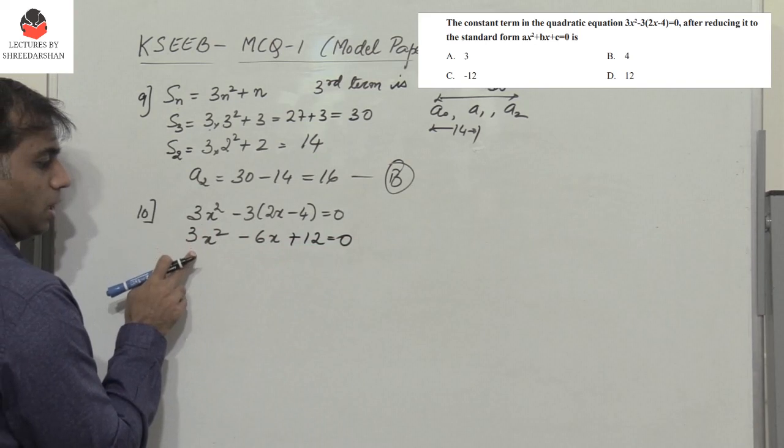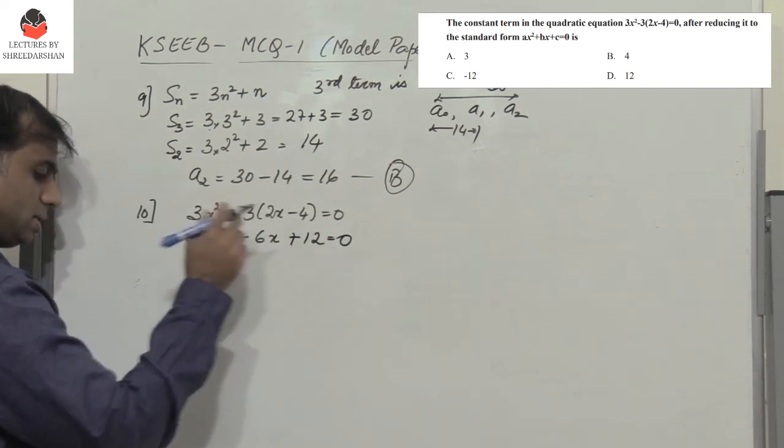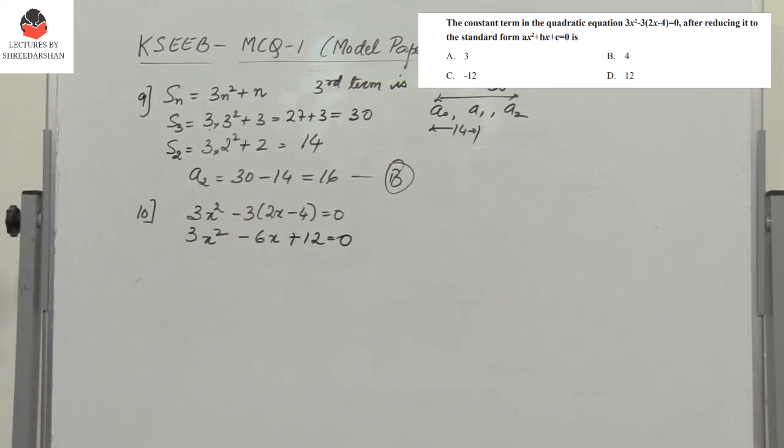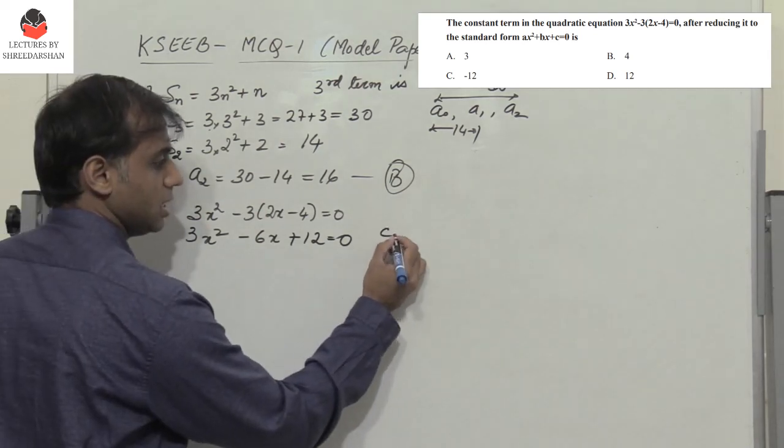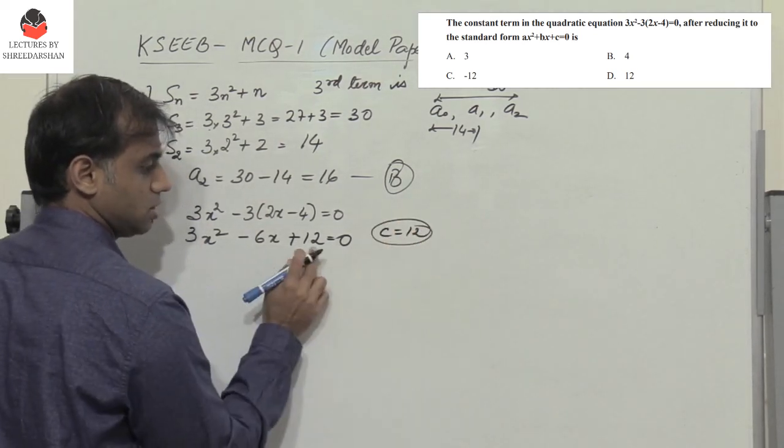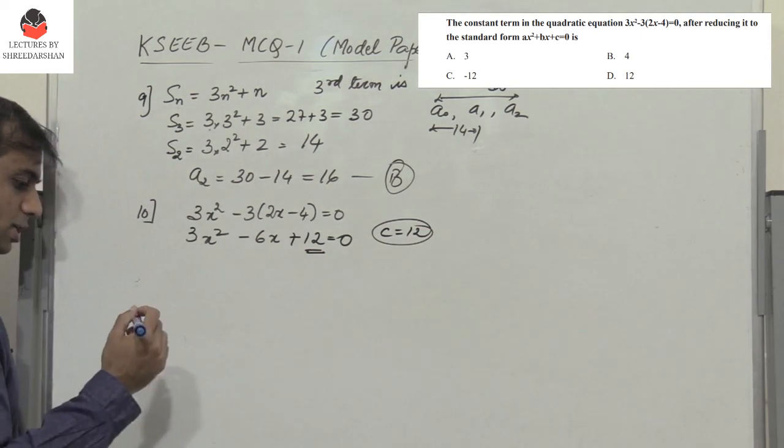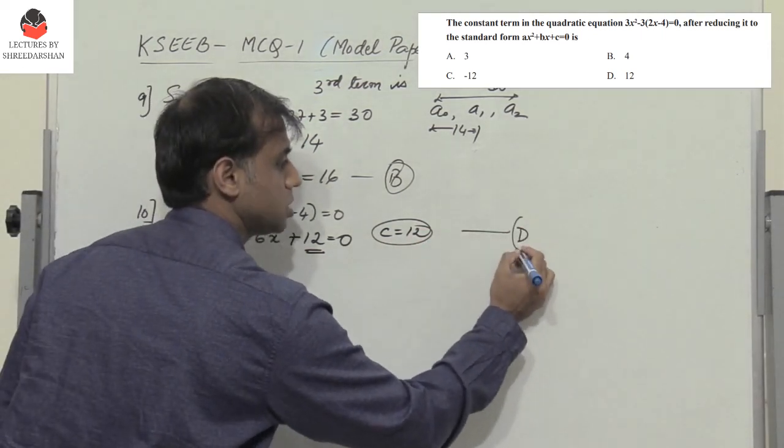So this is of the form ax square plus bx plus c equal to 0. Now here I need to find what is c. C is 12. This is 12, isn't it? So c is 12. So therefore the right option is D.